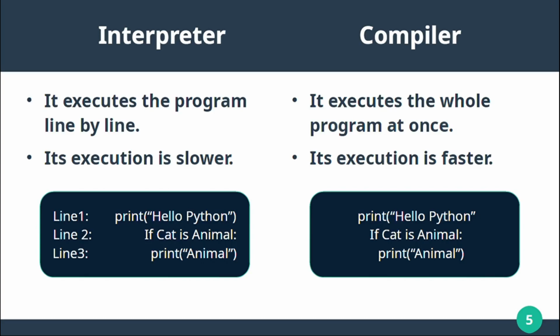Since it's executed line by line, the program execution must be slower. Execution is the process of running the program, how fast it can give you the results. While on the other hand, a compiler executes the whole program at once. It doesn't execute the code line by line, but it executes the whole program at once. It will execute all those 3 lines at once and will give the output in the end. I hope you understand the difference between the interpreter and the compiler.